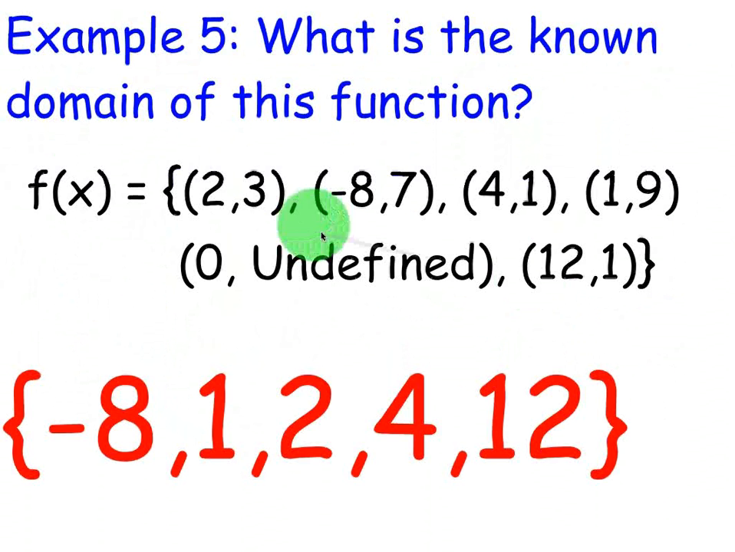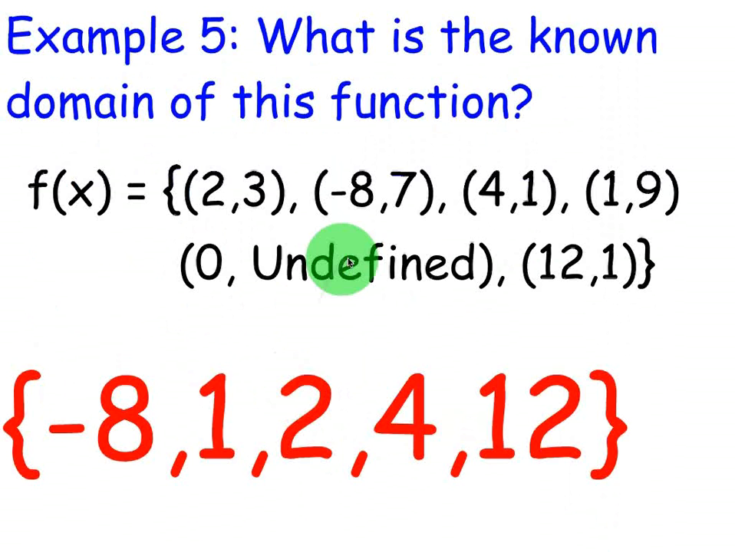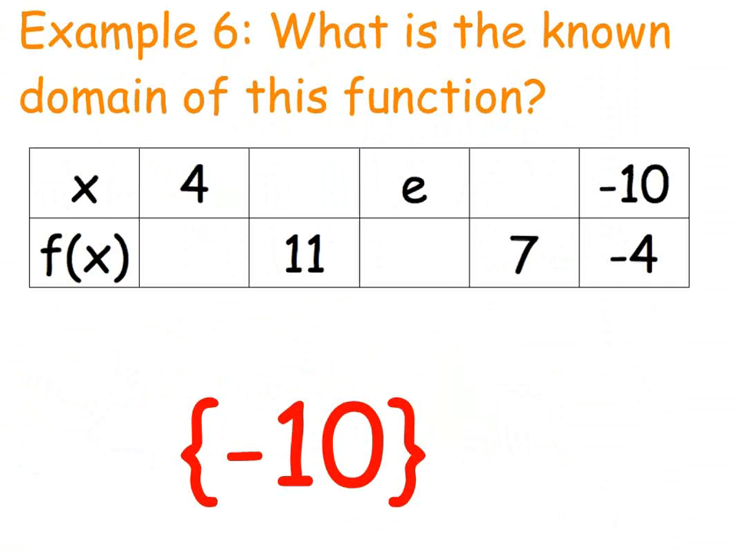What's the domain of this set of points? Well, notice every number 4, 1, 12, 2, -8 has an output except for 0. 0 is undefined, so that means there's no point on the graph at 0, so we cannot include it in the domain because remember, domain, all the x values that give you an actual f of x value back, and undefined is not an f of x value, so it's not included. 0 is not included in the domain, but every other number is included in the set.